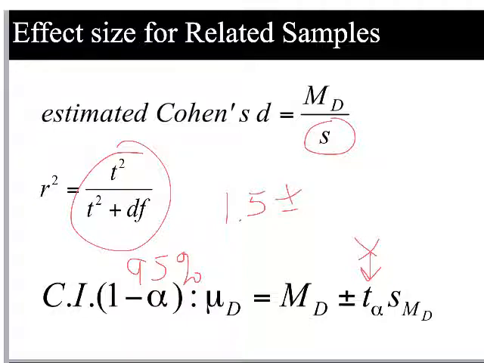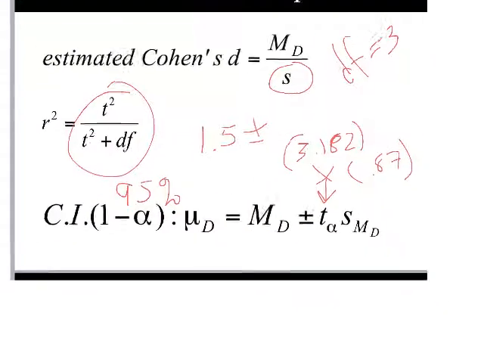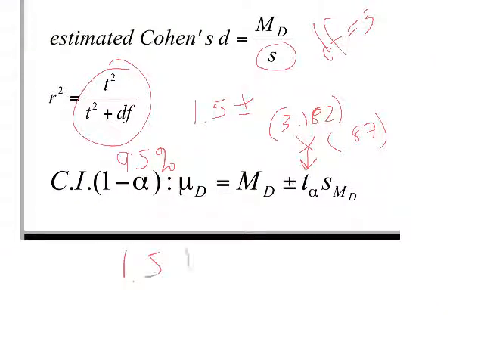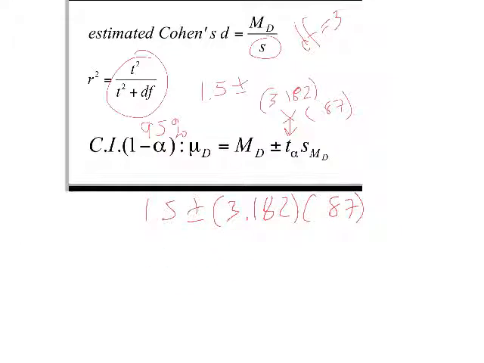For 0.05, two-tailed, and degrees of freedom in this case was 3, right? N was 4. There were 4 different scores, so n equals 4, degrees of freedom equals 3, and that t value was 3.182 times 0.87. Right, so we had 1.5 plus or minus 3.182 times 0.87.